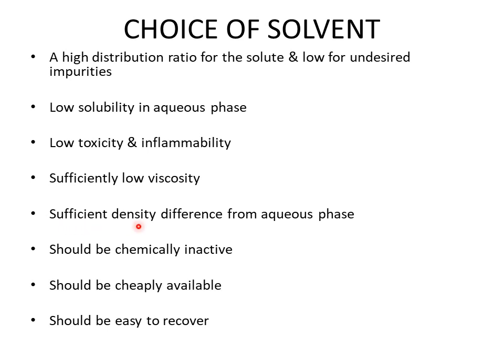Then sufficient density difference from the aqueous phase, so there should be a proper difference in density between these two solvents, aqueous and organic, because they have to be separated from each other. Should be chemically inactive, so they should not react with each other. Should be cheaply available, because in this process we may also lose our solvent B, so it should be cheaper as well. And it should be easy to recover, so we should be able to recover our solvent as well.